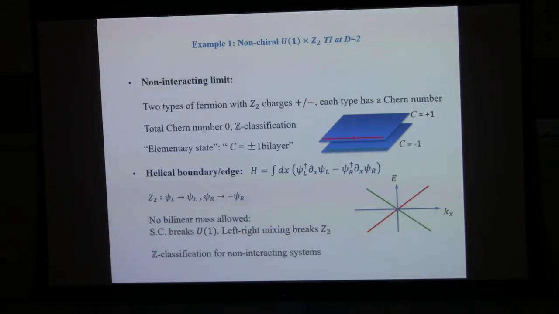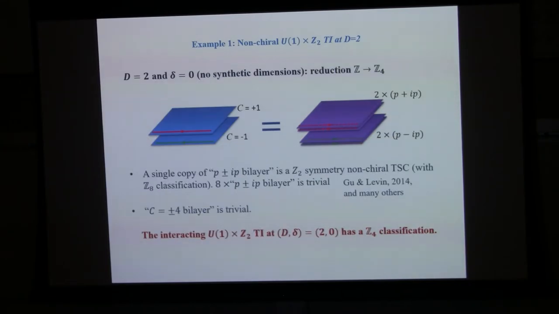So this actually means that under the U1 and Z2 symmetry, this system is a topological insulator protected by U1 cross Z2 symmetry. And no matter how many copies of the system we make, it remains a non-trivial topological insulator, because we cannot turn on any mass term which mixes the left moving mode and right moving mode. However, the situation becomes very different once we turn on interaction.